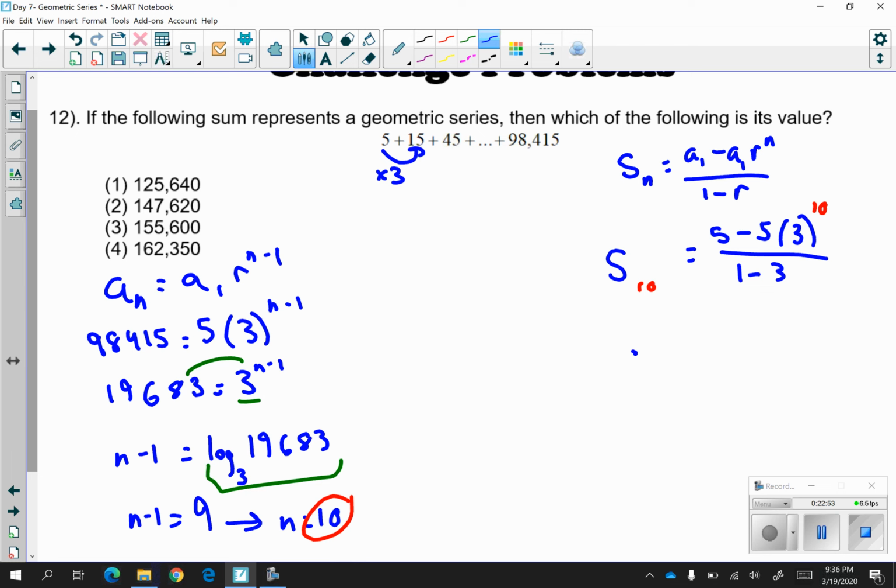And then when you plug everything into the calculator, you should be getting 147,620, which is choice 2. So keep in mind that geometric sequences and geometric series are modeled by exponential functions. And sometimes to solve exponential functions, you have to use logarithms.